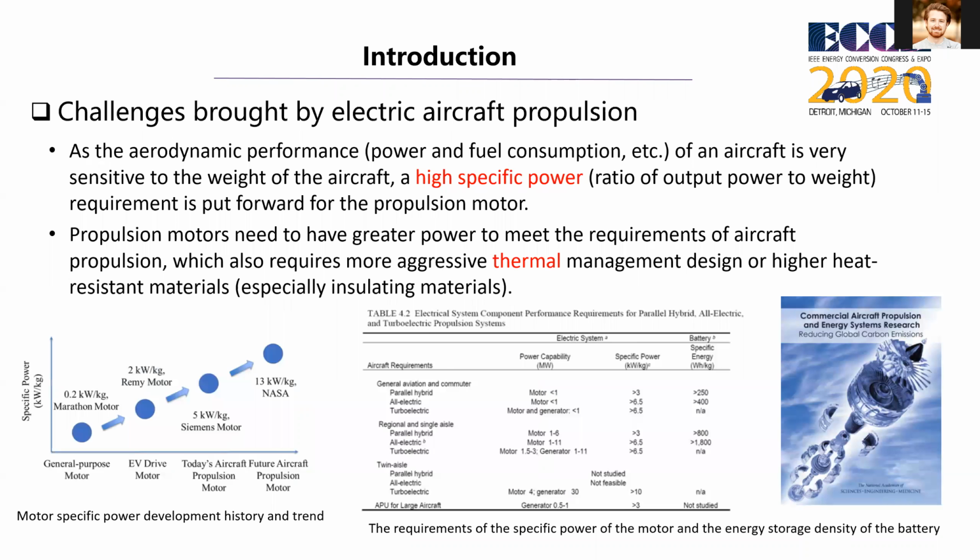However, some challenges are also brought to the motor for electrical propulsion due to its special operating conditions. First, since the aircraft is very sensitive to its weight, the propulsion motor needs to have a relatively high specific power. We can see the roadmap of the specific power development. More than 13 kilowatts per kilogram specific power is required for the future. Besides, the power of the propulsion motor is also large. But in order to increase the specific power, the volume of the motor needs to be reduced, which limits the thermal performance of the motor. So the heat resistance of the motor insulation material also needs to be improved.